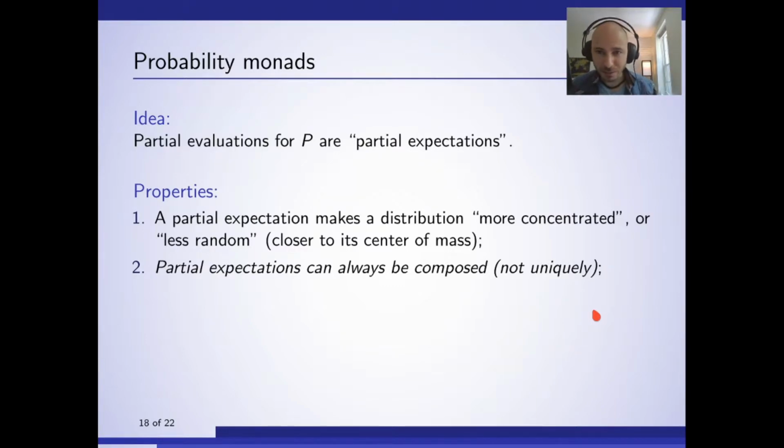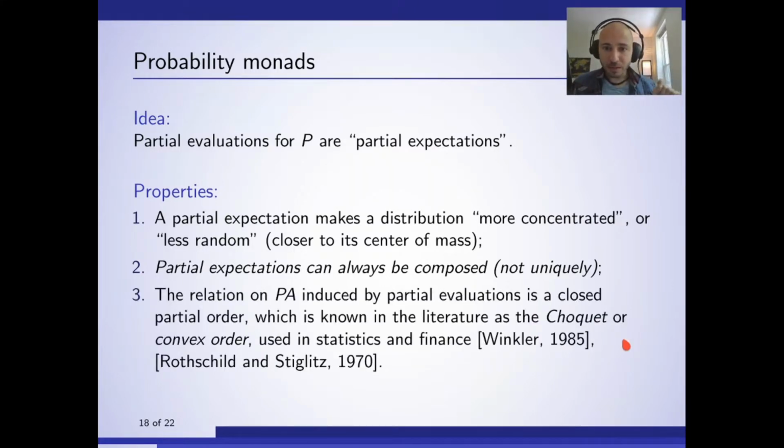So the multiplication square, at least for single elements, is weakly Cartesian, so you can actually compose partial evaluations. And the relation that you get on PA, on the space of formal expressions, is actually a very well-known construction, sometimes called a Choquet order or a convex order or a risk order even. And it's used even in mathematical finance. Even the economists like Rothschild and Stiglitz were using it to assess how risky some random variables are, at least for the case of the real line. So this is actually used in mathematical finance to say that something is riskier or safer.